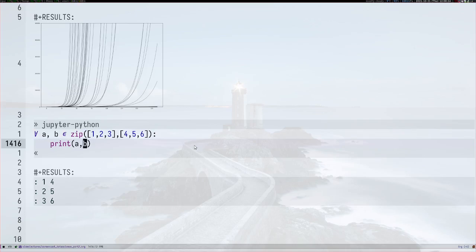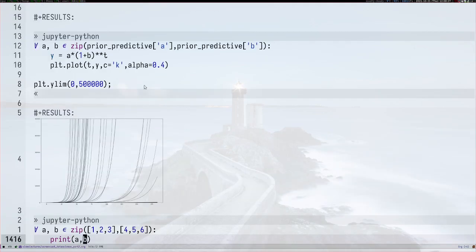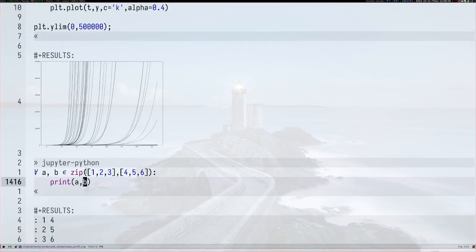2, 5. When it comes to generating our prior predictive, that's exactly what we want, because the first sample of prior predictive A corresponds to the same draw from the prior distribution as the first sample of prior predictive B. So indeed I want to have these combinations A and B, where I draw the first sample from A and the first sample from B. Similarly, I draw the second sample from the prior of A and the second sample from B, etc. So that's what the zip command does. It allows me to very quickly combine these two lists in this particular manner.